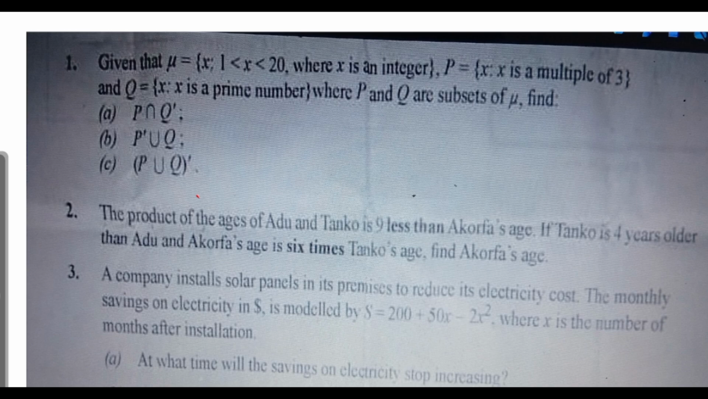Find A, P intersection Q prime, that is the complement of Q. B, P prime union Q. Then C, P union Q, all in brackets, prime. Now, how do we solve this question? This is question 1.